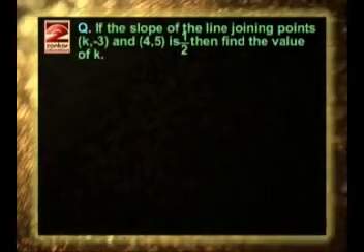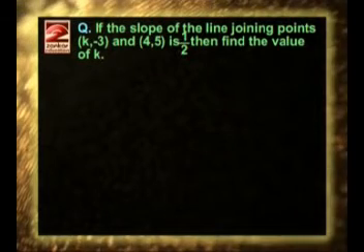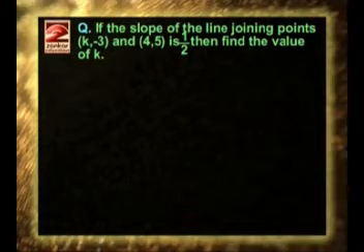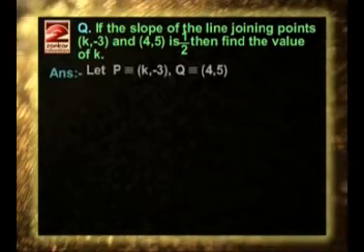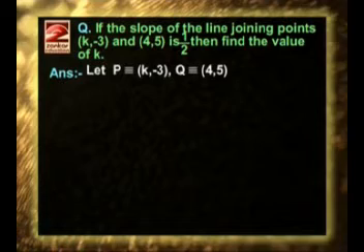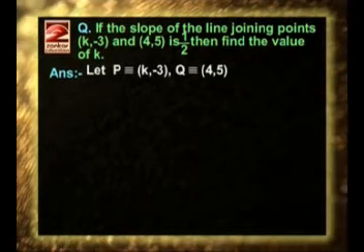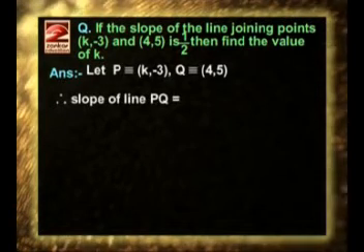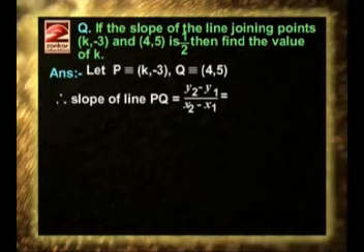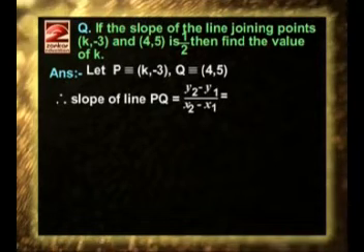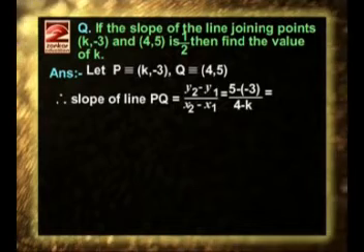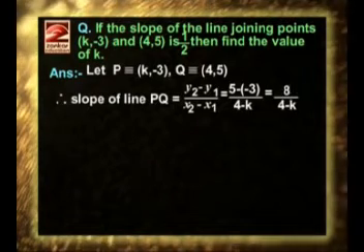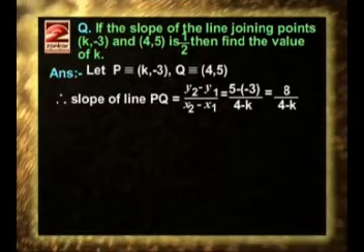Next one. If the slope of the line joining points (k, minus 3) and (4, 5) is 1 upon 2, then find the value of k. Let P be (k, minus 3) and Q be (4, 5). So slope of line PQ is equal to (y2 minus y1) upon (x2 minus x1), that is (5 minus minus 3) upon (4 minus k), that is 8 upon 4 minus k.